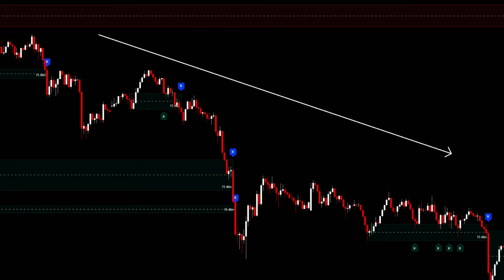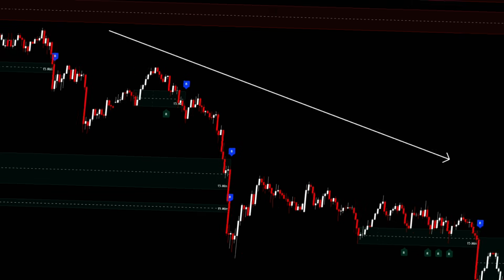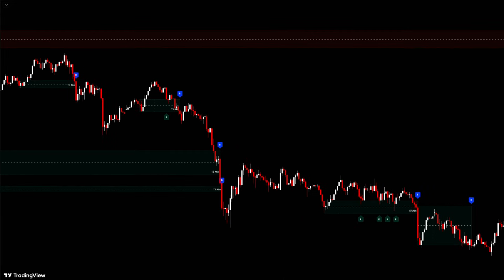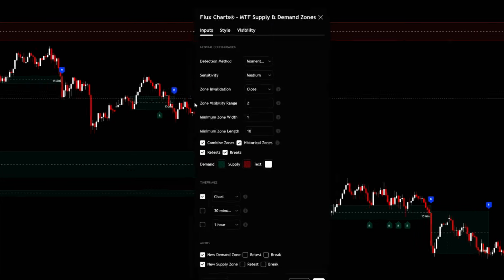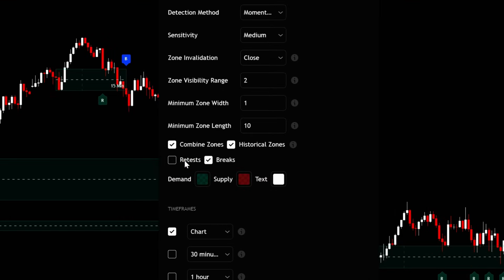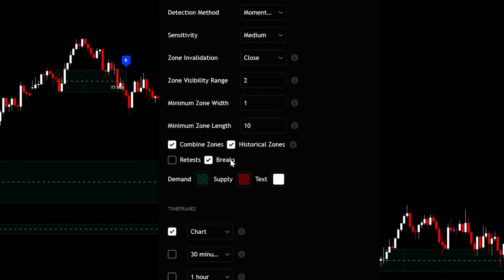So the first fix is not adding more confirmation, it's actually removing half of the signals. Here's the first real rule. With the Flux Chart supply and demand indicator, you do not trade retest signals and break signals at the same time. You choose one. I personally focus only on break signals. And this part matters. The default settings are already optimized. There's no need to change them. Most traders ruin good indicators by over-adjusting.